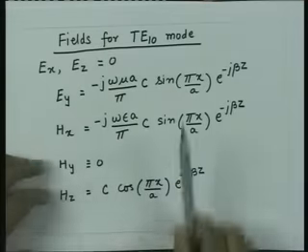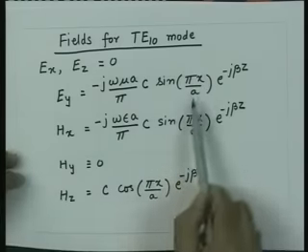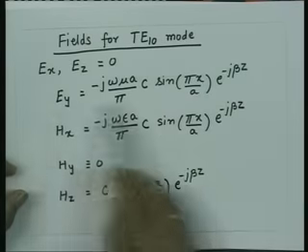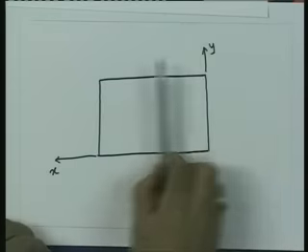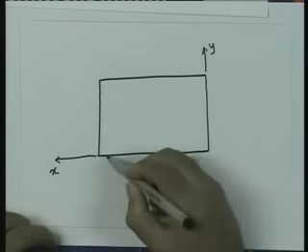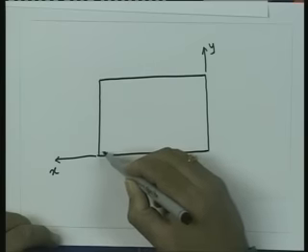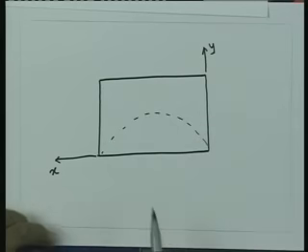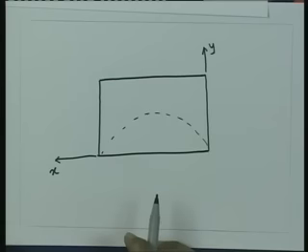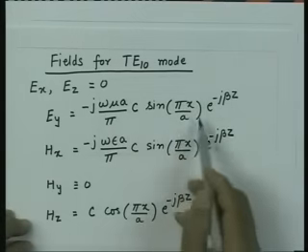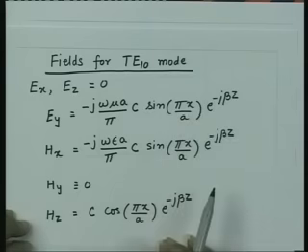So the field is maximum at x equal to a by 2, and at x equal to 0 and x equal to a, the field goes to 0. So Ey will be 0 here, maximum here, and 0 here. If I draw that variation, it will be a one half cycle variation in this direction for Ey, and there is no variation for this field in the y direction. So the field varies in the x direction by half cycle and has no variation in the y direction.